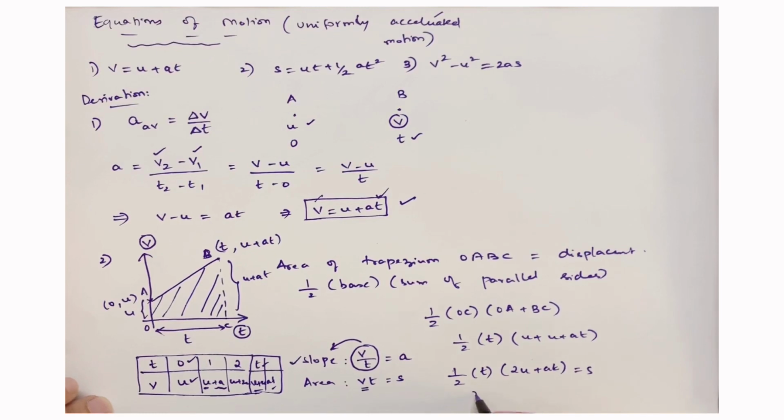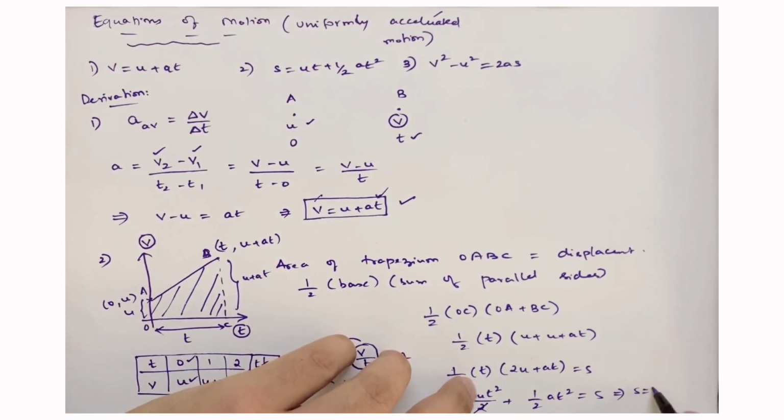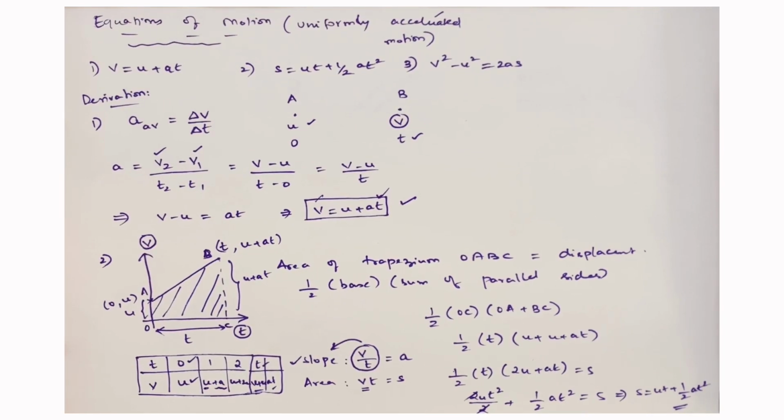So it is 2U T square divided by 2 plus 1 by 2 into AT square is equal to S. 2 and 2 will get cancelled. From this we get S is equal to UT plus half AT square. So this is the second equation of motion.